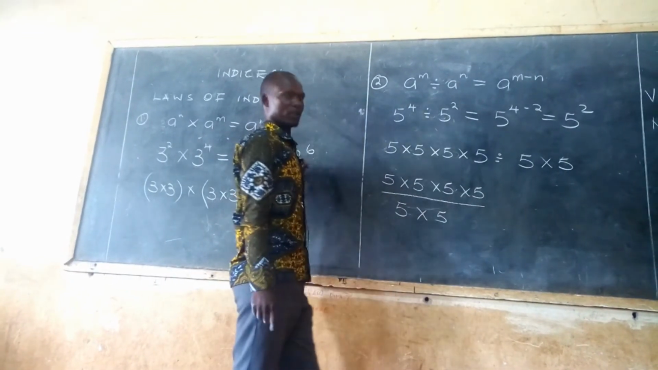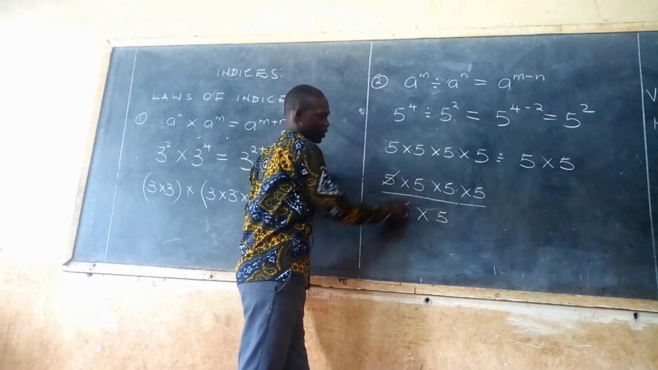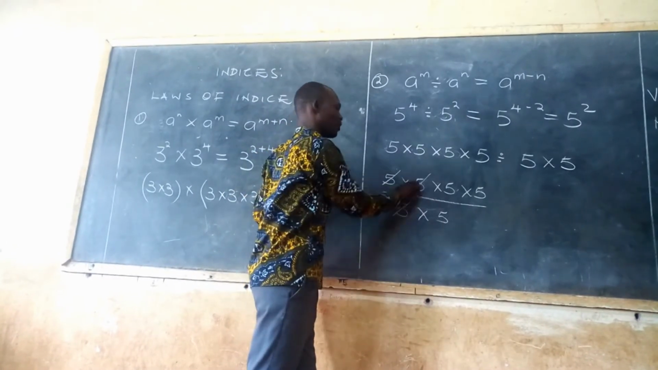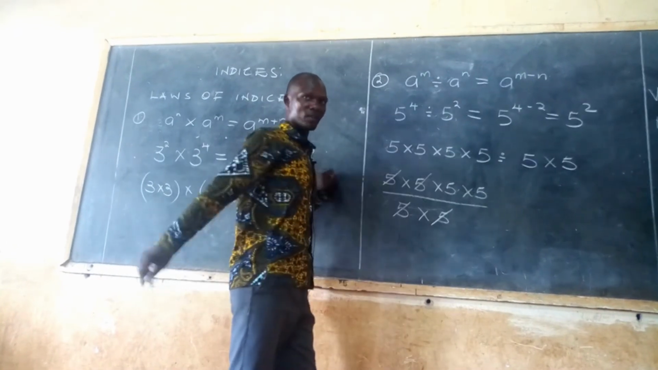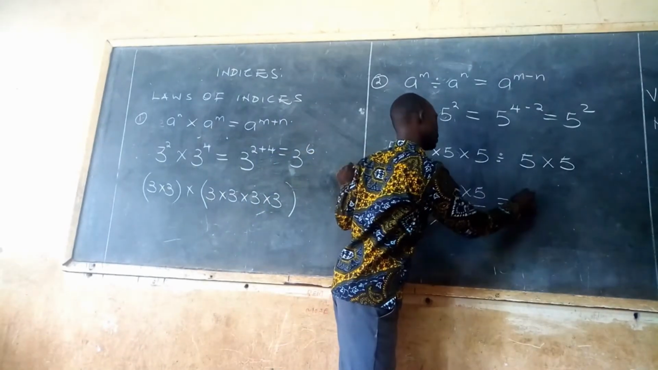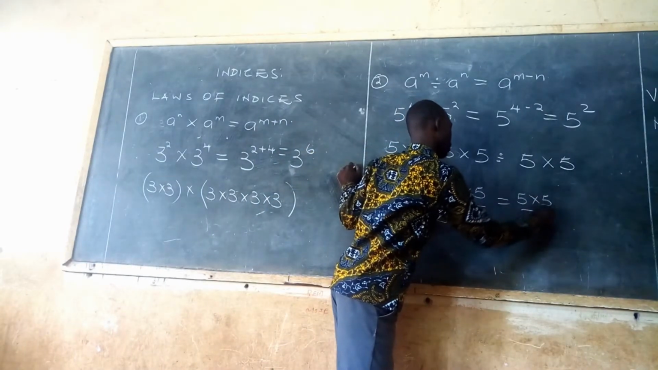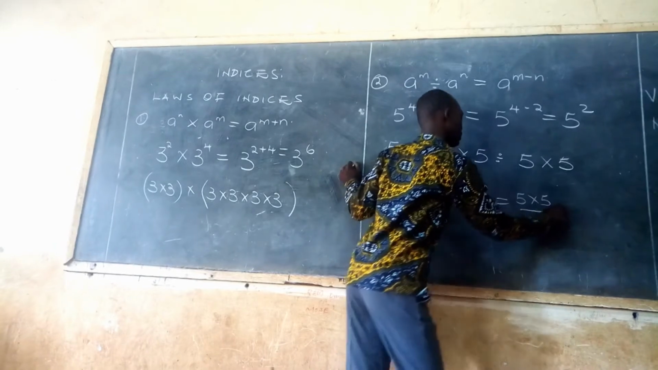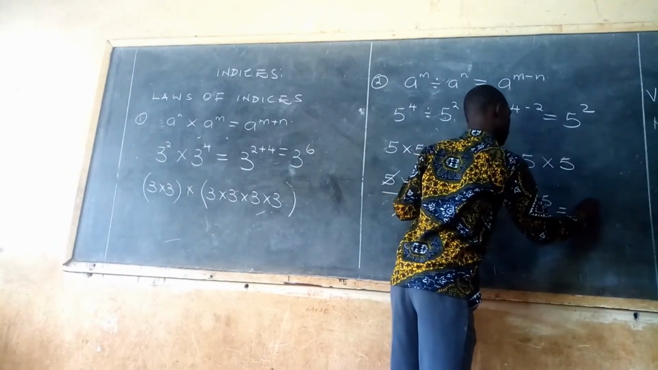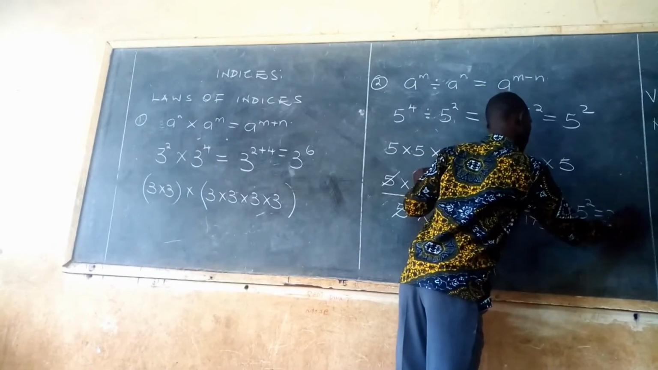So what is going to happen? It will cancel. Another 5 will cancel another what? 5. So what do we have at the end of the day? 5 times 5 over 1 times 1, which is going to be 5 squared, which is 25.